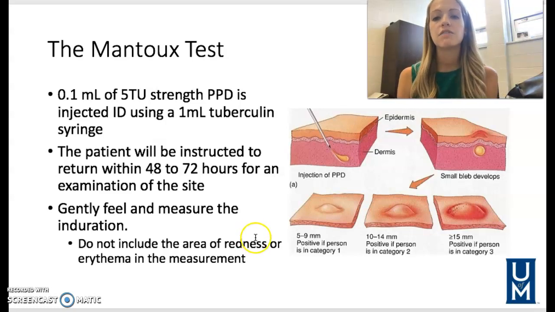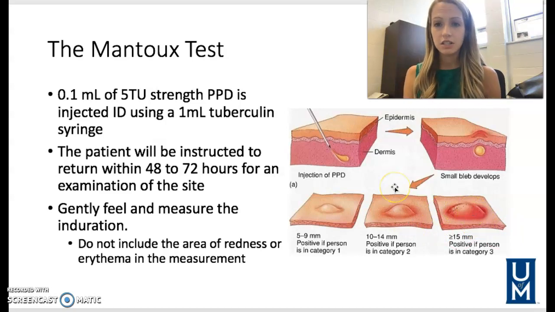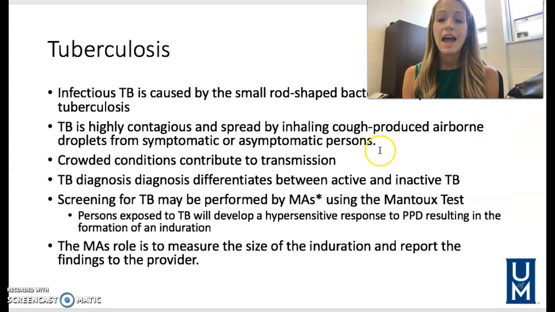And the site, if the person is positive, is going to be pretty ugly. It's going to be pretty angry at us. Now, if you're negative and you've never been exposed to tuberculosis, that area might even be completely gone, or it's going to be slightly visible, if at all. But if you're positive and have been exposed to tuberculosis, then it's going to look pretty angry. And then to know if it's actually an active or inactive case, they'll do a chest x-ray following that positive Mantoux test.